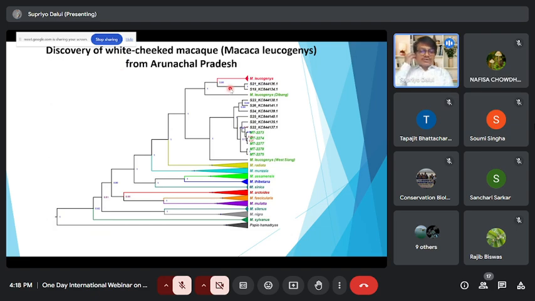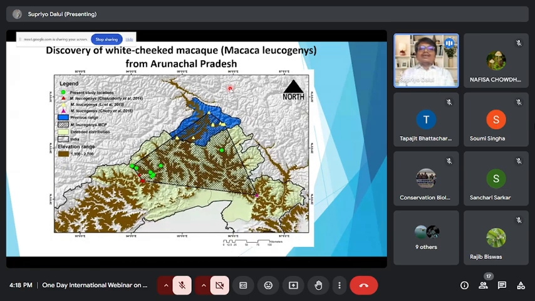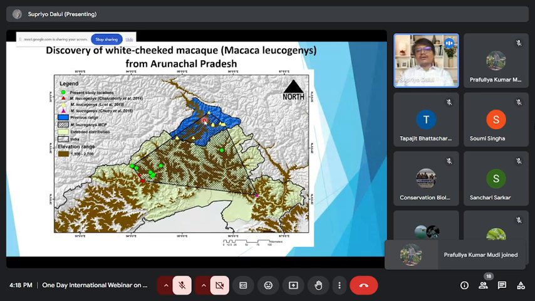So it was not at all planned work, but it was something we discovered luckily or by chance. And this is the basic map of the species. Earlier it was believed that this was the previous range of the white-cheeked macaque. The blue region is totally in Tibet or in China.